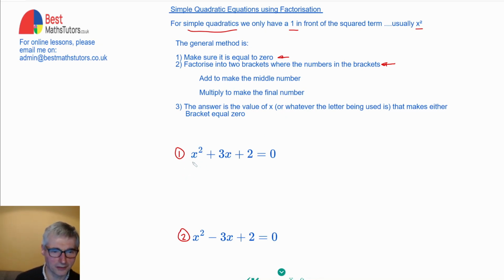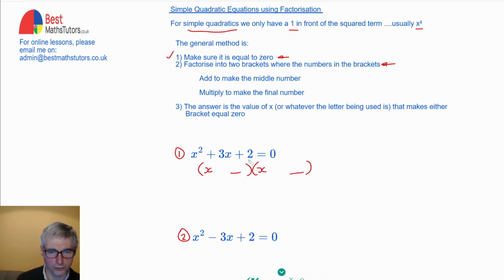So we can see in this first example, we've got x squared plus 3x plus 2 equals 0. So we can see it does actually equal 0 there. And what we're going to do is attempt to put it into two brackets. So I'm going to just make two brackets for myself. And the first term in each bracket is actually going to be an x, because x times x would give me x squared. And what I've then got to do is think of a number which can go there.